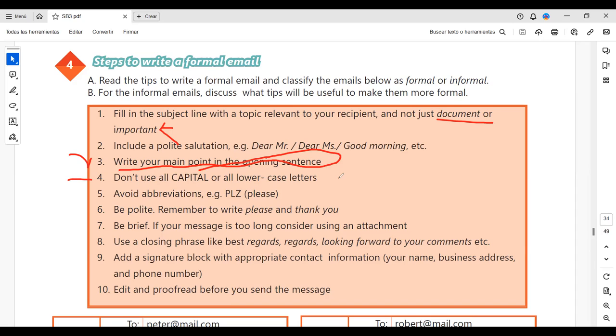We need to use capital letters when they are required, but we cannot use them, all of them, in lowercase. That is just to have the extremes.